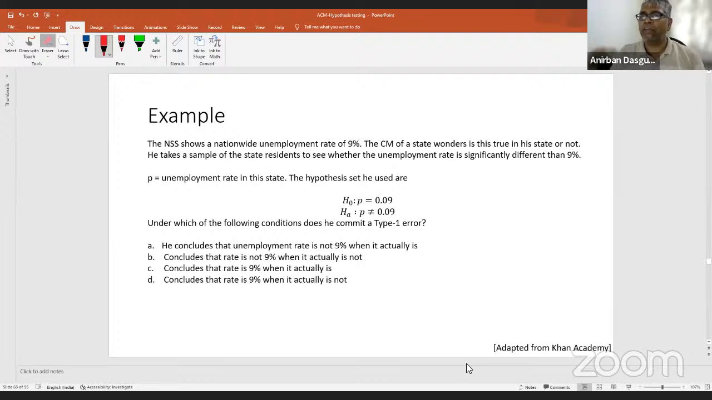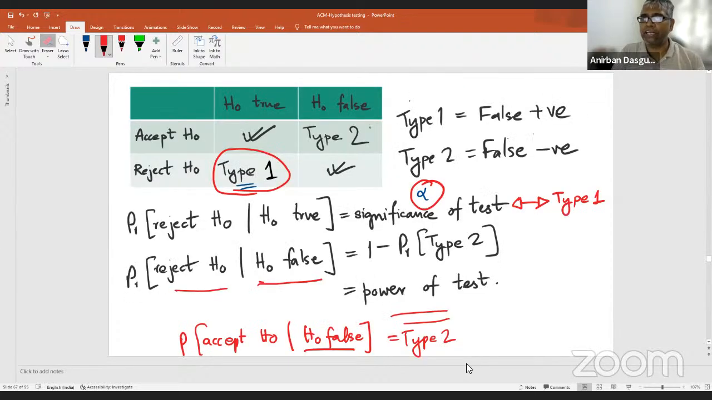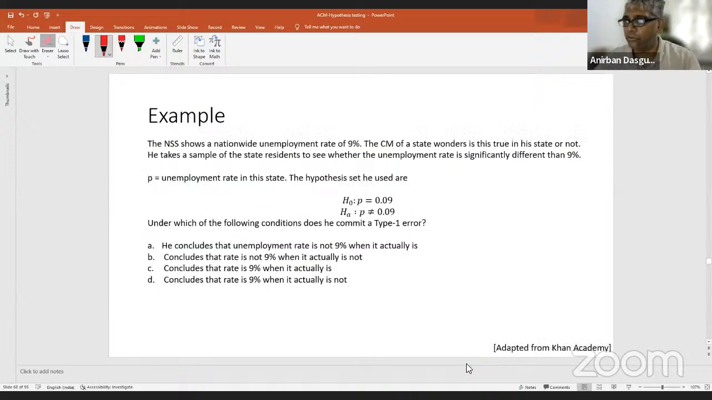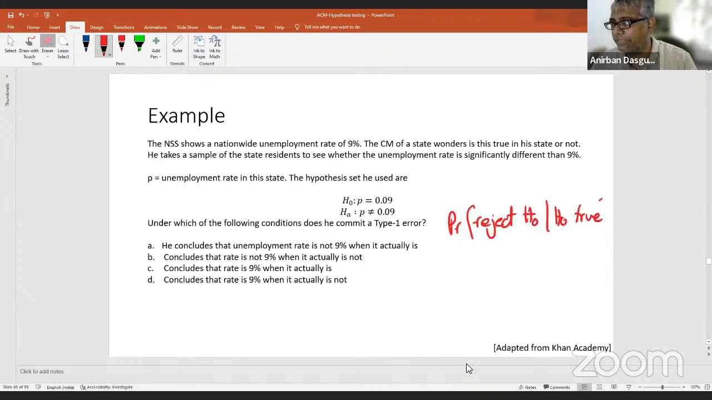So under what conditions is a type 1 error being committed? Remember, what is that type 1 error? Type 1 error is the probability of rejecting H0 given H0 is true. Probability of reject H0 when H0 true. By the way, this example is from Khan Academy, which has simple but nice lectures about hypothesis testing. Take a look at that. So which of these is a type 1 error? Which of these are the events?